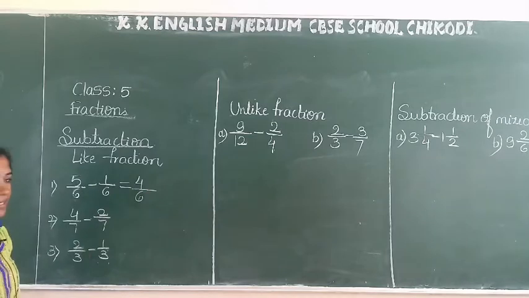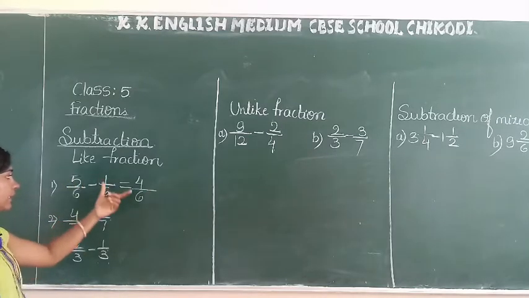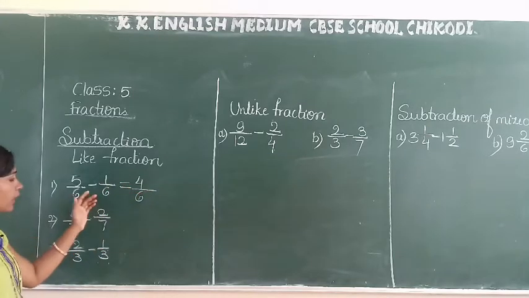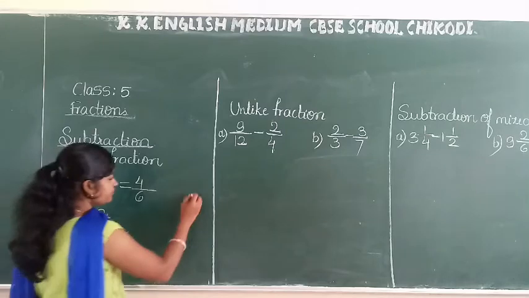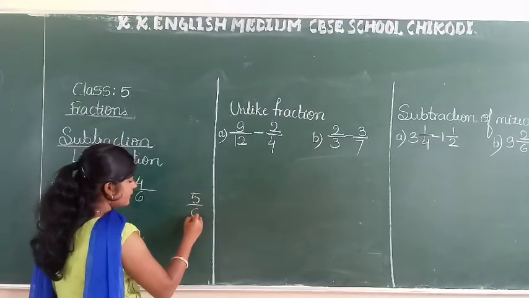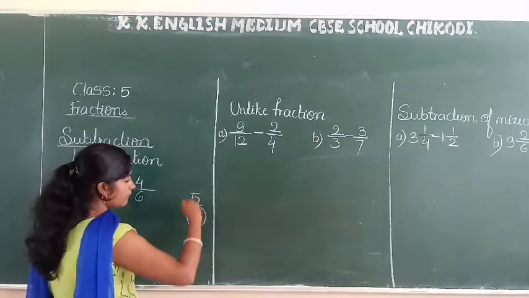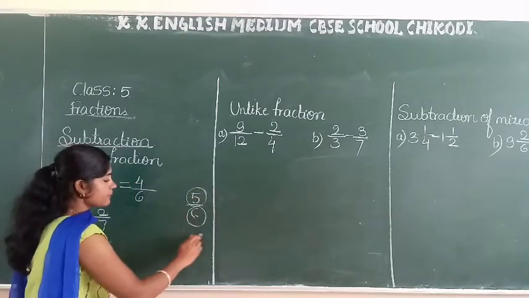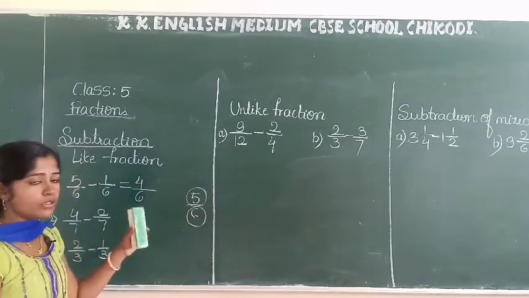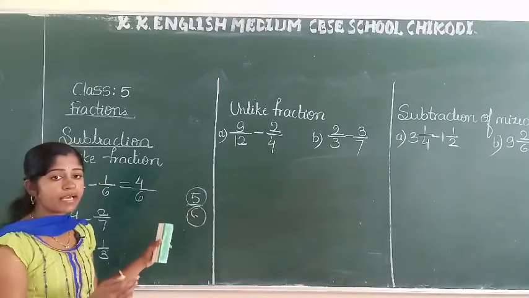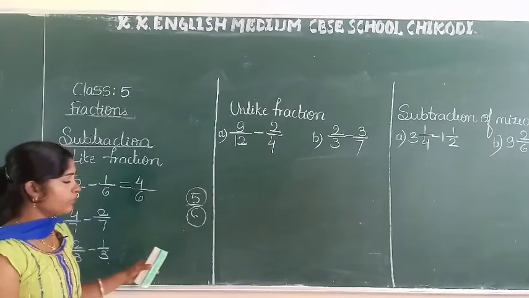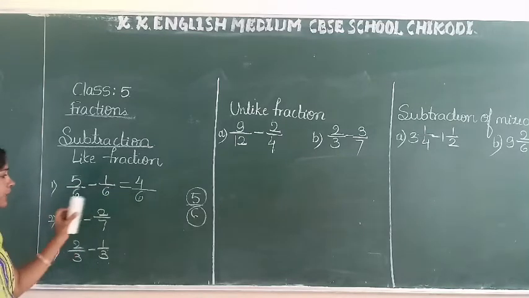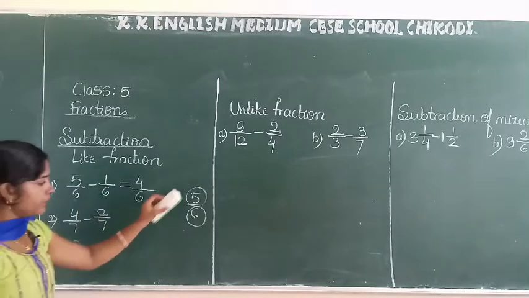When you are subtracting you just subtract the numerators. Already you know when you are writing 5 by 6, the 6 shows the whole, the total number of parts, and the 5 shows how many parts are shaded. 6 represents the whole and 5 represents how many parts are shaded in that figure. So when you are subtracting you have to subtract the numerator, don't subtract the denominator.